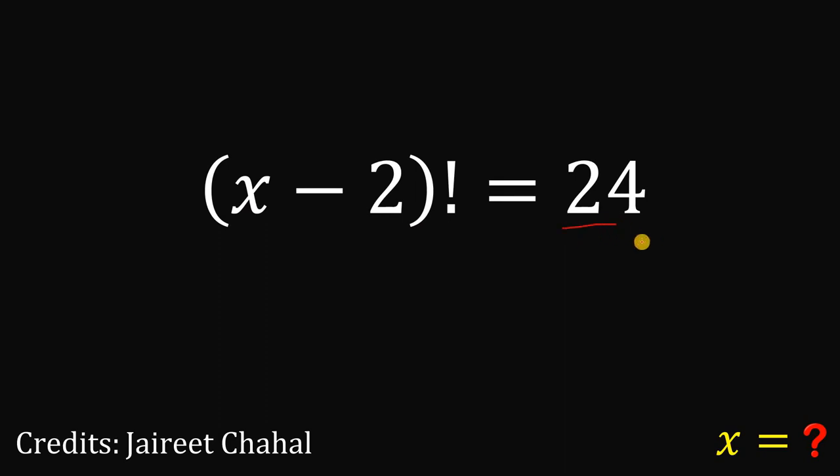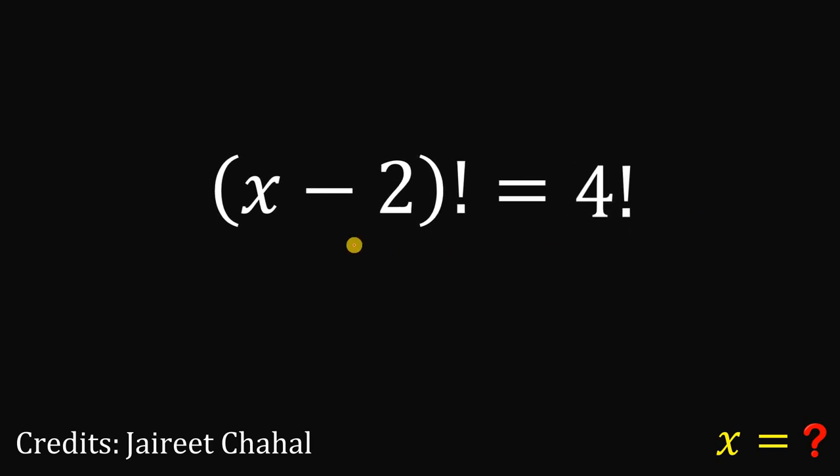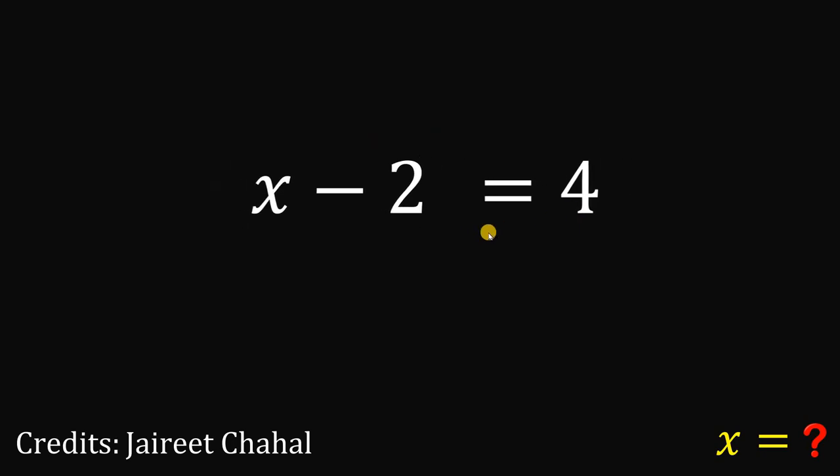Now, let's focus on this 24. Because this 24 can be written as 4 times 3 times 2 times 1, which must be the same thing as saying 4 factorial. So we can replace this 24 with 4 factorial. Now, since we have equal terms on the left and the right hand side, and they are both in factorial form, we can say that x minus 2 must be equal to 4.